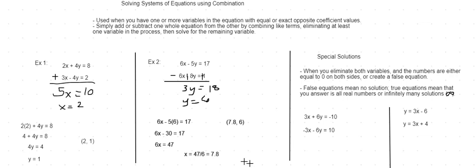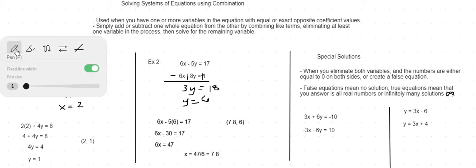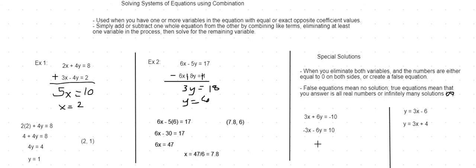So let's say that we have this example right here. And this one here is a system we can solve by combination. I'm gonna go ahead and combine them. But what I notice is I got a positive 3 and a negative 3. They cancel, there's nothing there. I got a positive 6 and a negative 6. And I add those again and those also cancel. So there's nothing left on the side of the equation.